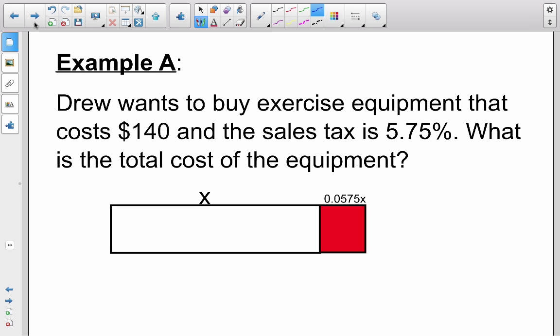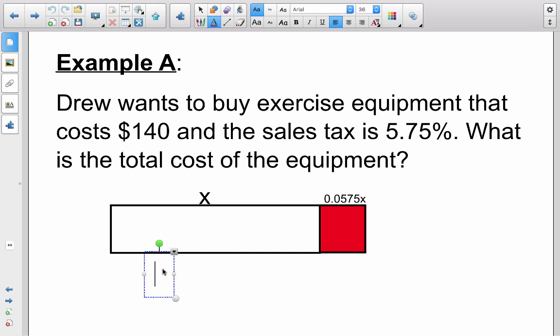So if you look in the top left-hand box of your paper under the title examples, you'll see the problem that you have on the screen right now. And this problem tells us Drew wants to buy exercise equipment that costs $140 and the sales tax is 5.75%. What is the total cost of the equipment? So you'll see below that I have already created my bar model. And I'd like you to go ahead and create yourself a bar model in that box. And based on the bar model, I can determine what expression I can write to solve this problem.